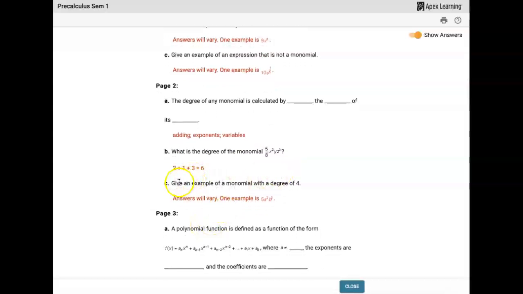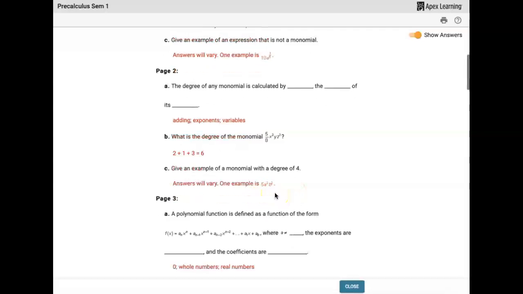All right. So for this one, give an example of a monomial with a degree of 4. You could have just said x to the 4th, or you can say something like a squared, b squared, 2 plus 2. Anything that, when you add all the exponents together, gives you 4.